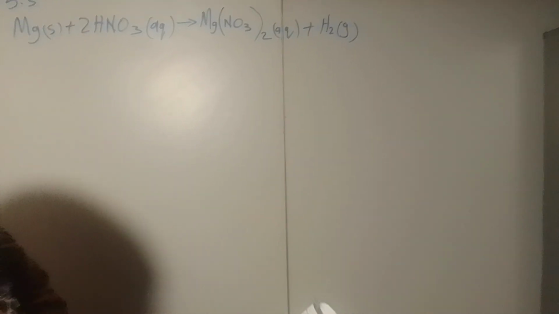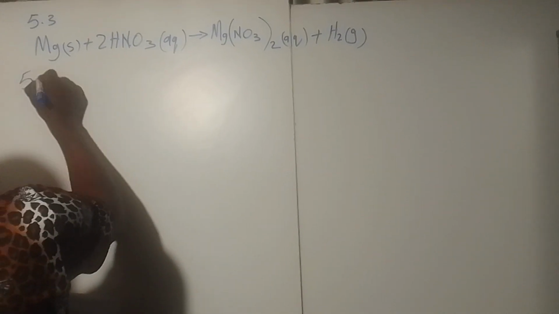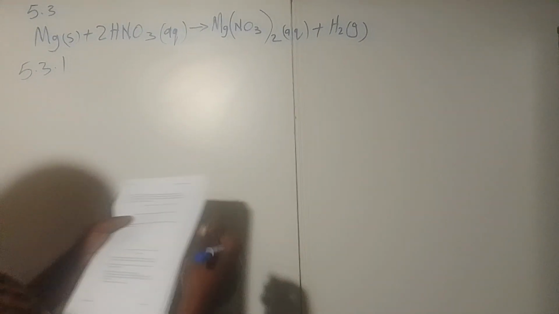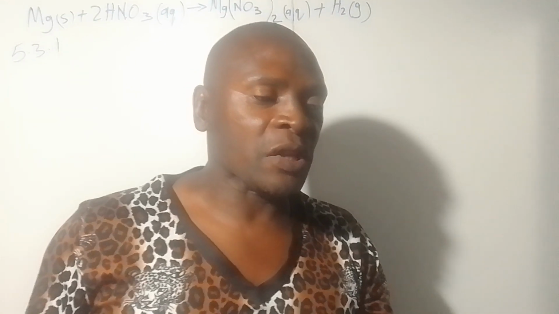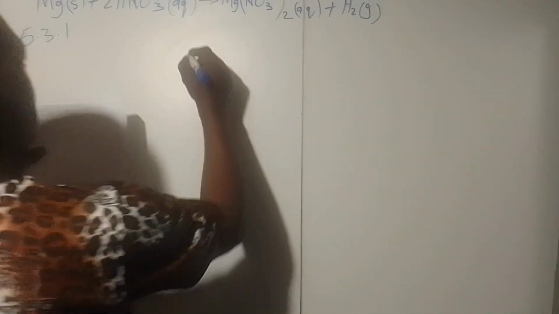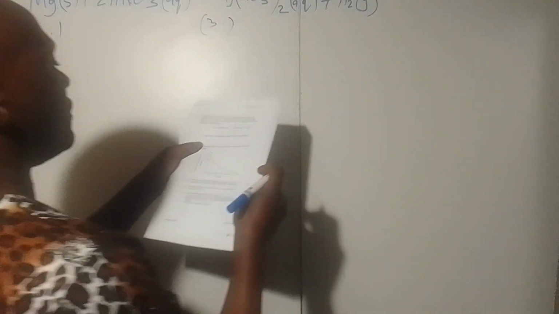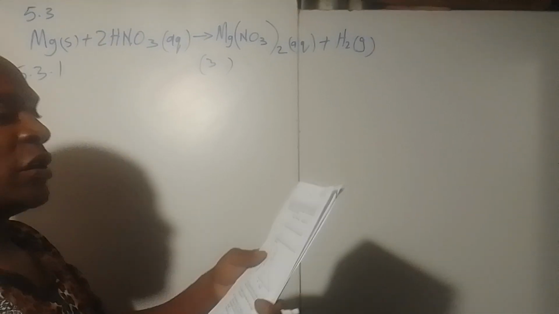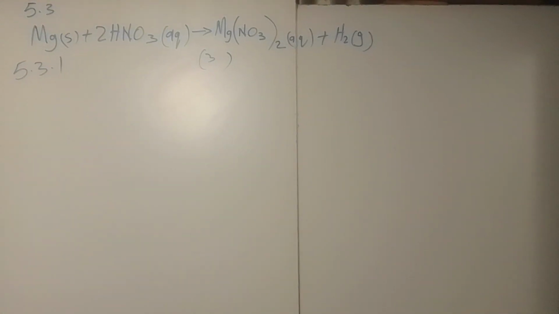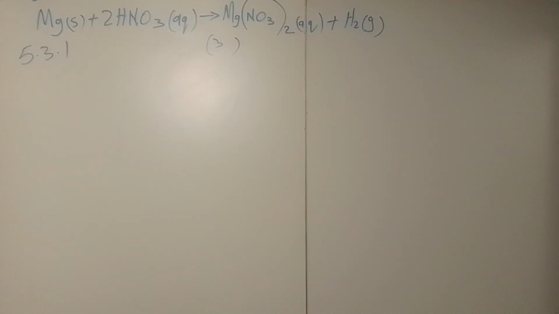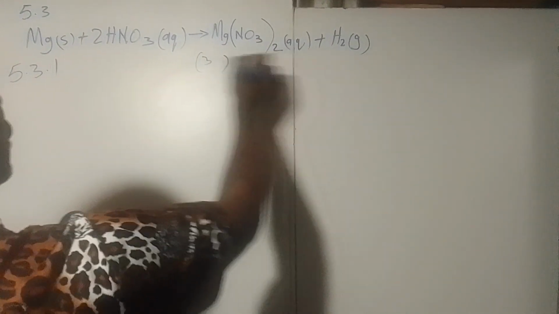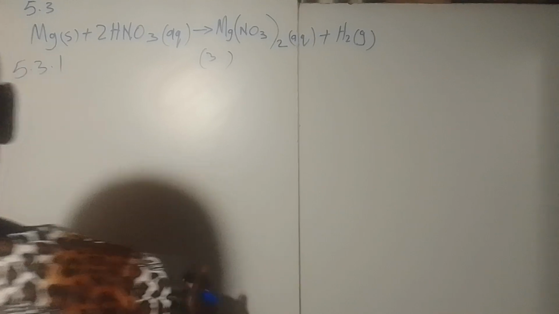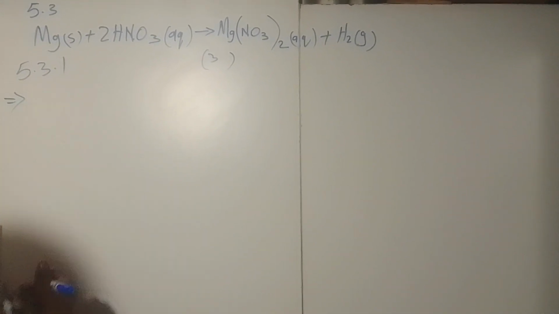Right, the question that follows says, 5.3.1. Write down an investigative question for this investigation, for 3 marks. They want us to write down the investigative question for this reaction. What could it be? They want us to say what is happening to this reaction. So the investigative question follows.